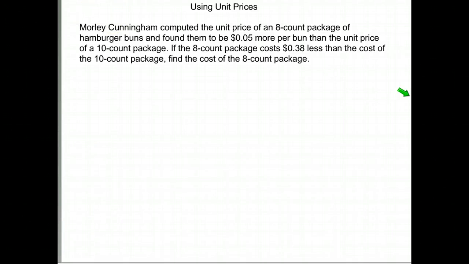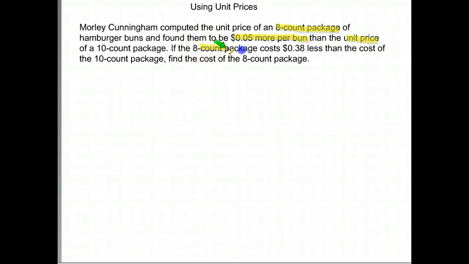Okay, let's take a look at this question. Now this uses unit prices, but it's a little more complicated in its nature. So here we have hamburger buns. It says an 8-count package of hamburger buns has 5 cents more per bun for its unit price than a 10-count package.